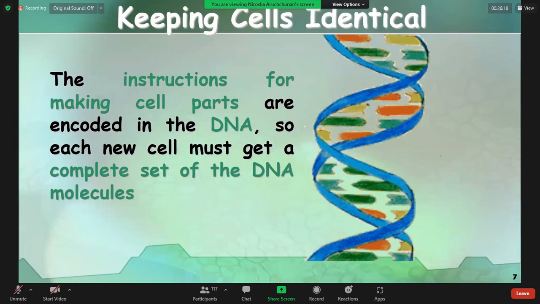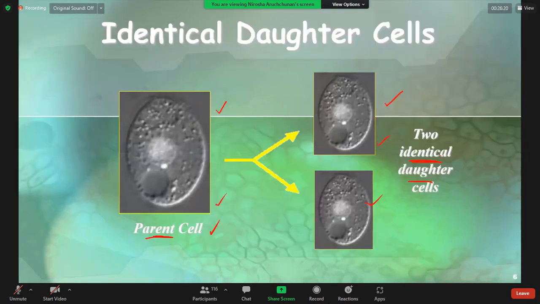And keeping cells identical, how are you thinking about it? How are these daughter cells also identical? How is it happening? Please think about the knowledge we studied on the cell organelles, the particular organelles we have studied. Under that, we have talked about this. How are these maintained as identical? Any volunteers, please quickly unmute and talk.